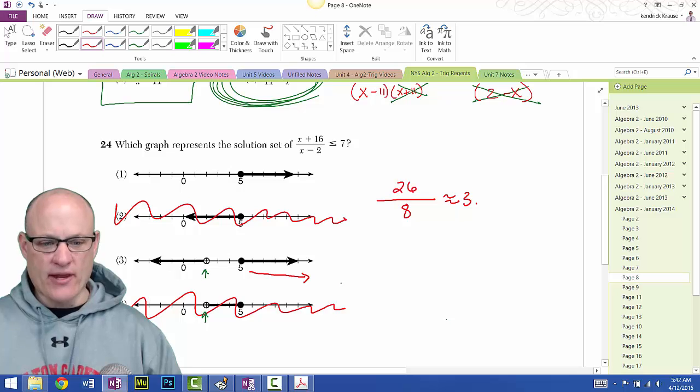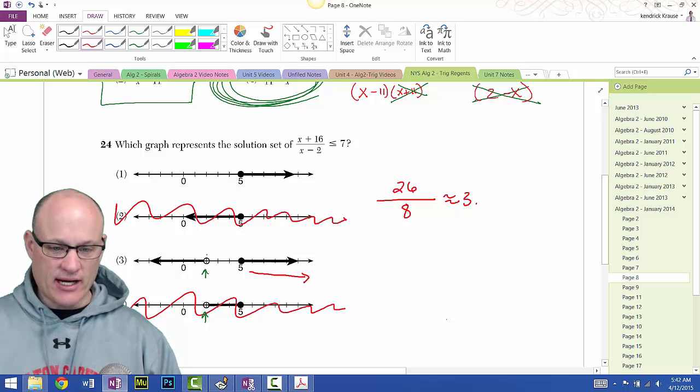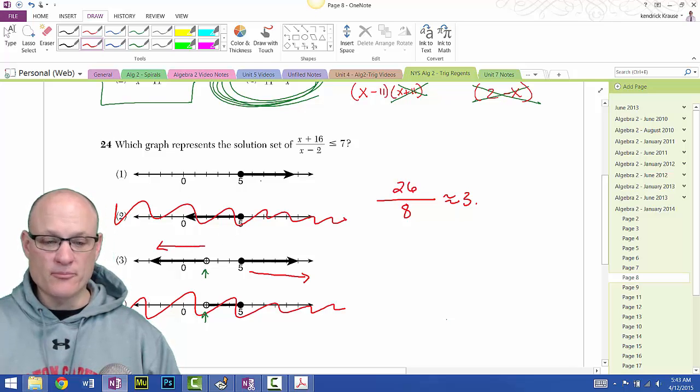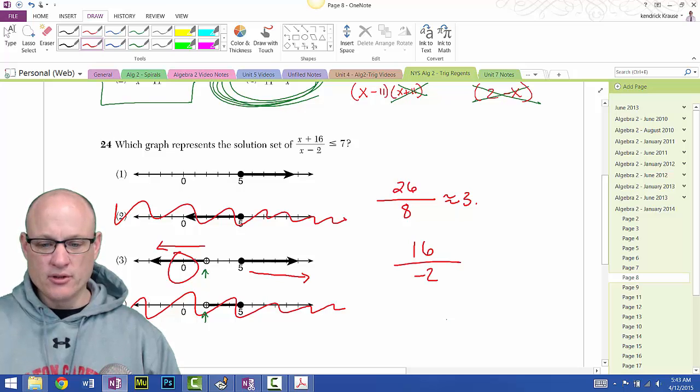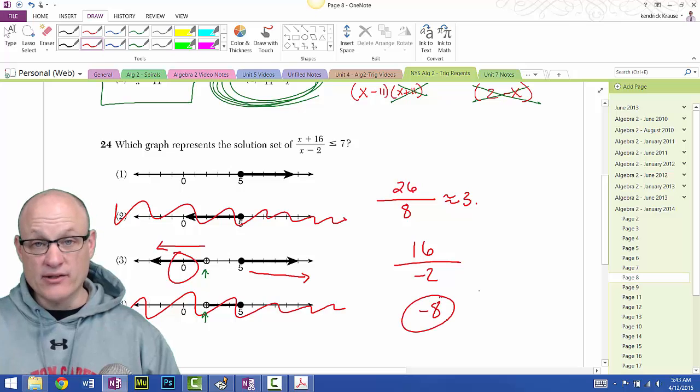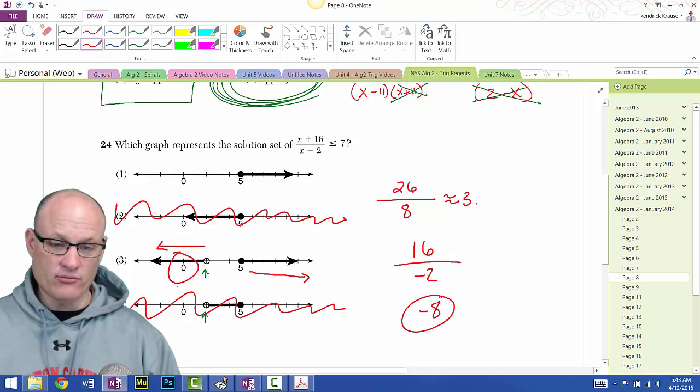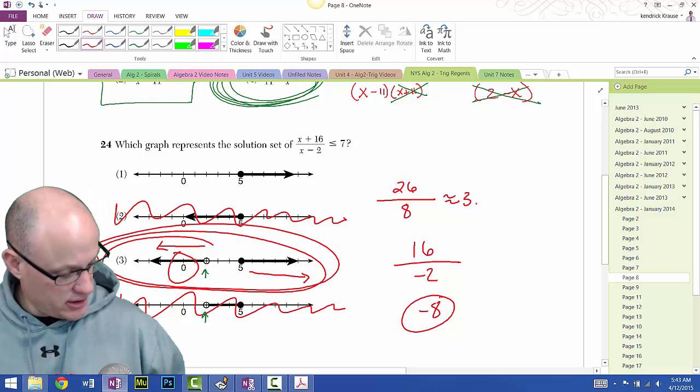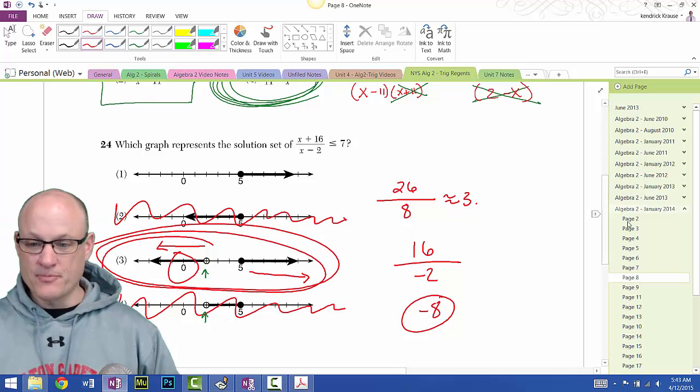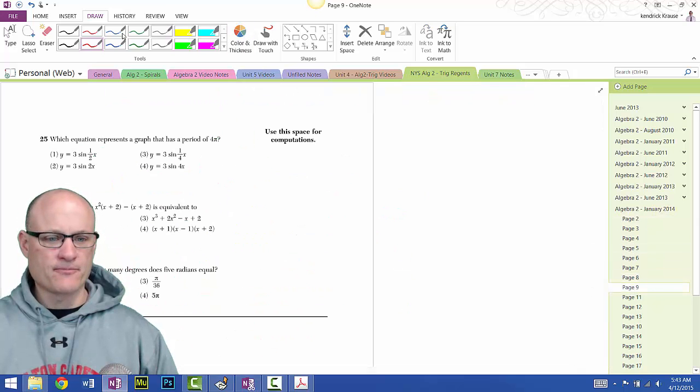So the only thing now that I have to check is a number that's less. I got to check numbers down here, because if numbers down here don't work, then I know it's choice 1. So they give me an easy one to check. I'm just going to check 0. I'll plug 0 in. I get 16 over negative 2. Well, that's negative 8. Is that less than 7? It sure is. So 0 works. So if 0 works, it's got to be part of the solution. So choice 3 is your answer, kids. Moving on. That was kind of obnoxious. I don't like that question.